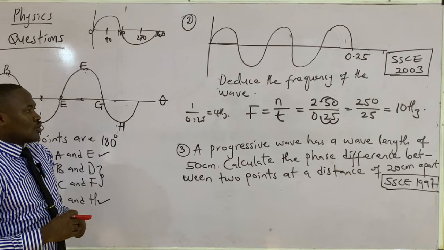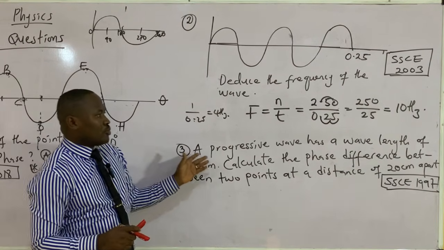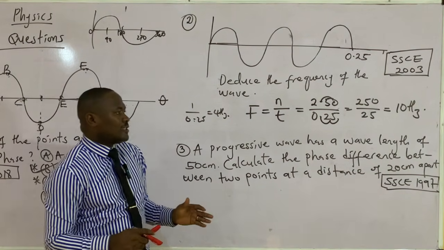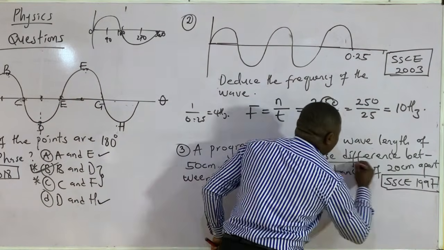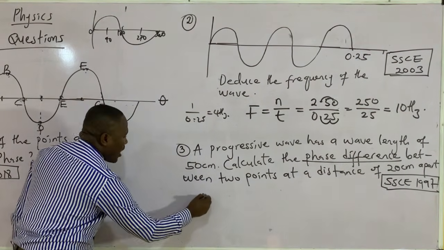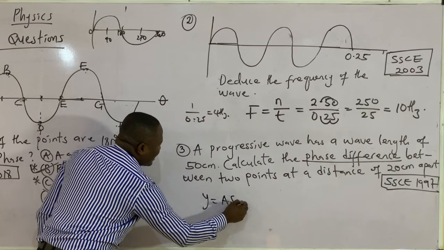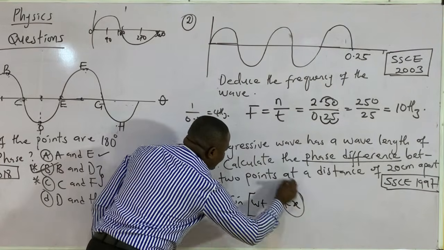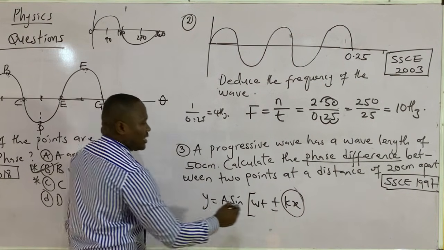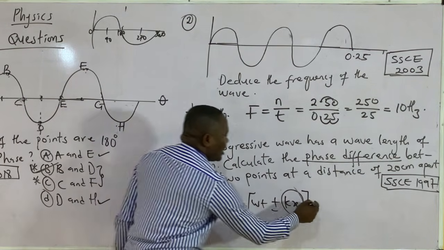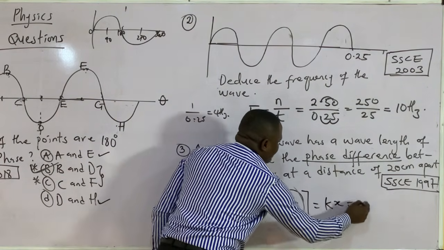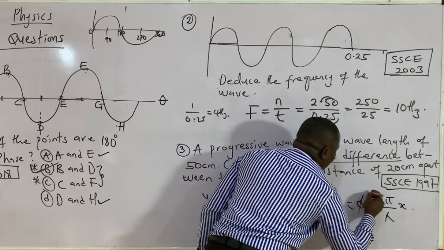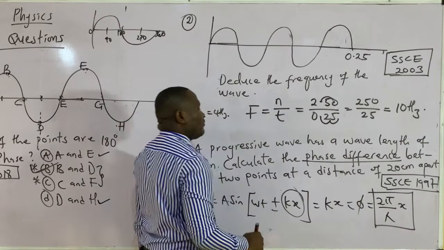Now look at the last question we have here. It says a progressive wave has a wavelength of 50 centimeters. Calculate the phase difference. Now remember when we said y is equal to a sine open bracket wt plus or minus kx. We said kx is the phase difference. So kx equals phase difference, which equals 2 pi over lambda times x. So this is the formula to solve for phase difference.